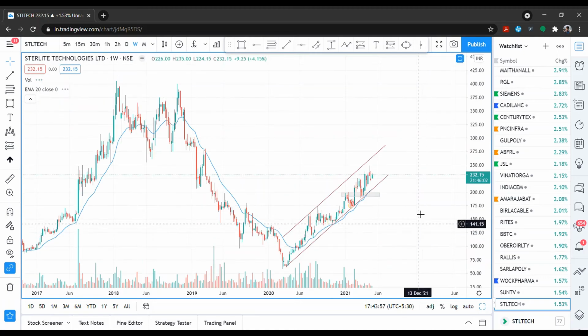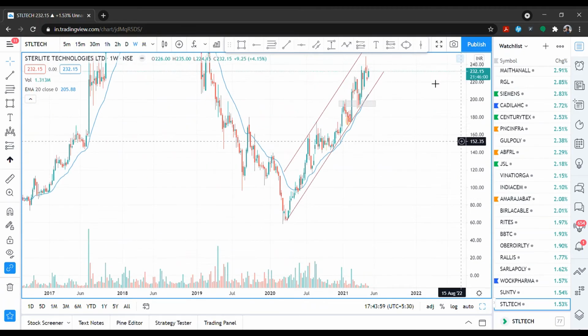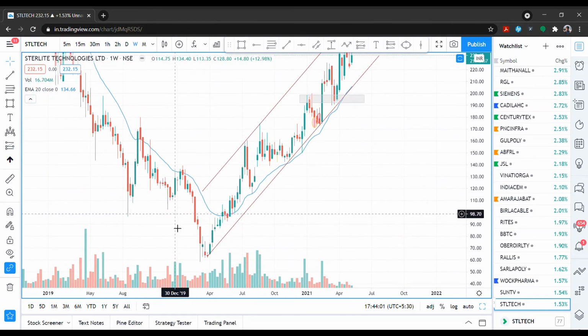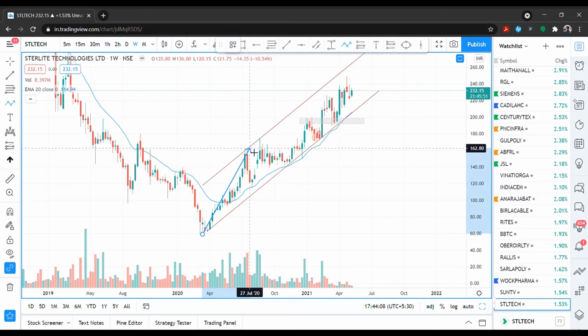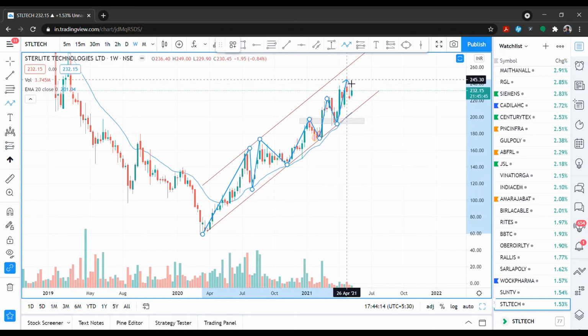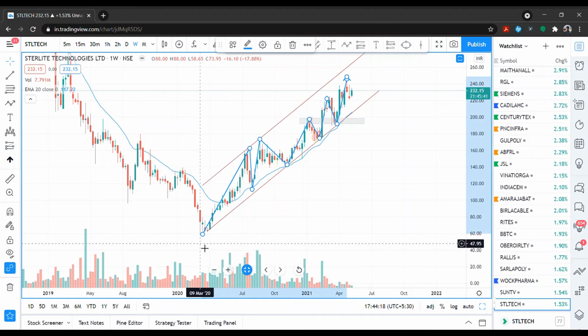Okay, let's see. This is a pure uptrend. If you see, price went up, came down, went up, came down, went up, came down, went up, came down, and went up. What is the structure? This is a series of higher highs and higher lows.